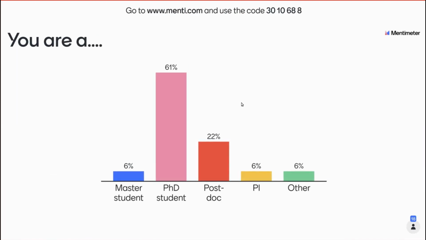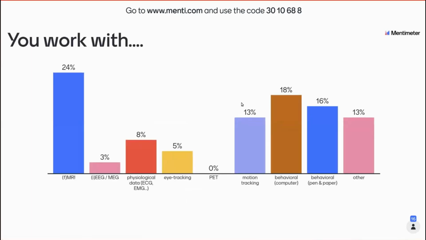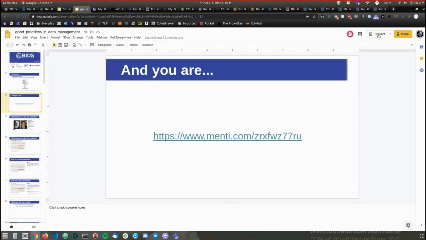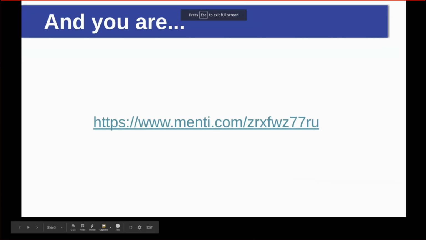All right, so quickly, it seems we have mostly PhD students. And I see a lot of people doing MRI and fMRI. MRI can be diffusion MRI, can be ASL, or just anatomical in any shape or form. And I see that a lot of you do behavioral testing on computers, a lot of pen and paper as well, some motion tracking. Okay, cool, good. That gives me an idea of what crowd we are today. All right, so let me continue.